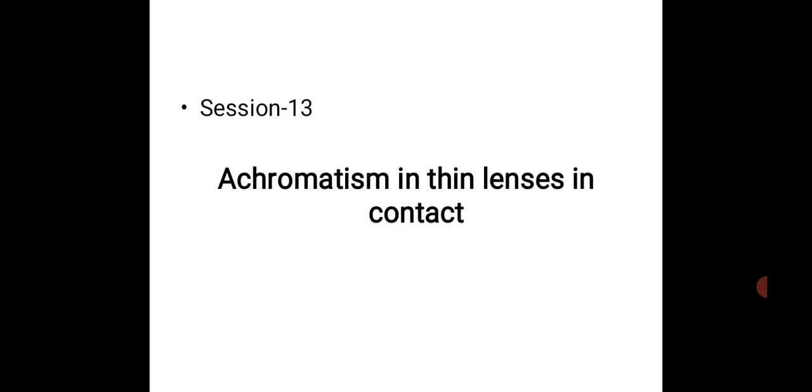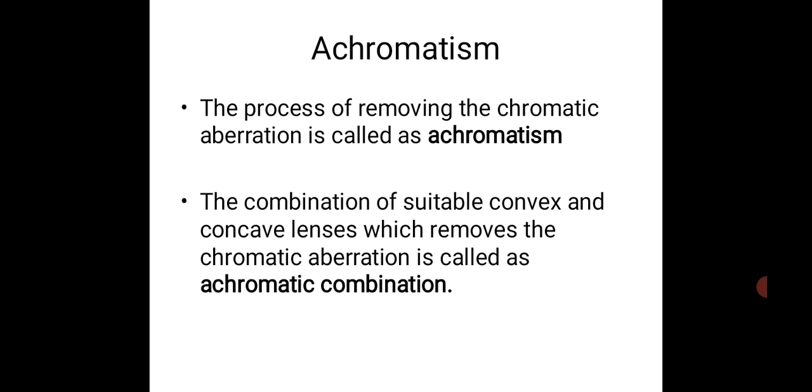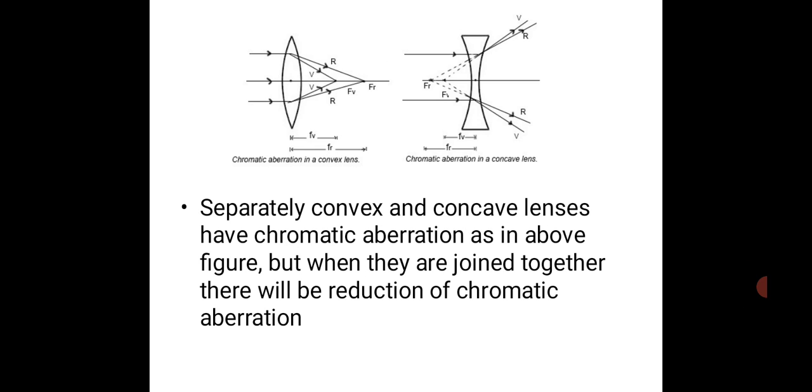During this session 13, you are going to study achromatism in thin lenses in contact. As you know, achromatism is the method to reduce chromatic aberration. The combination of suitable convex and concave lenses which removes the chromatic aberration is called an achromatic combination, and the process of removing the chromatic aberration is called achromatism.